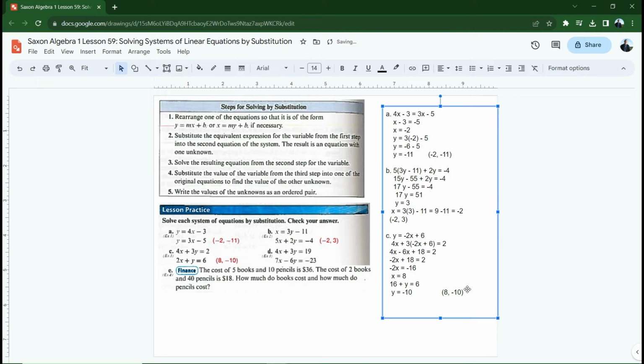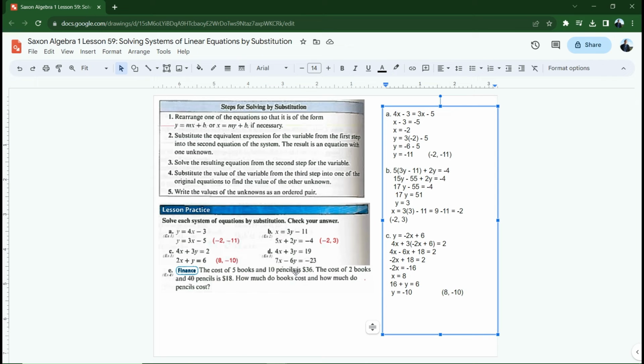Let's move on to letter D, the last of the non-word problems. This one is the hardest one of all, because notice that it's really hard to get any of these in slope-intercept form. I'm going to have some fractions here that I have to deal with. But you know what? So be it. I just have to deal with fractions.